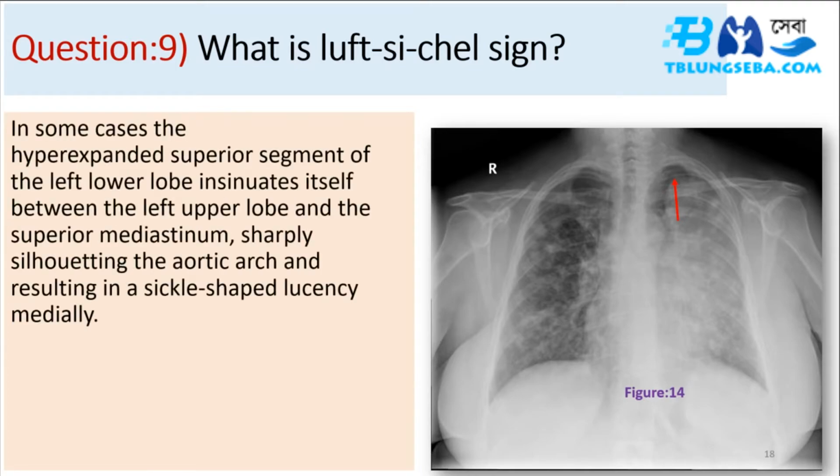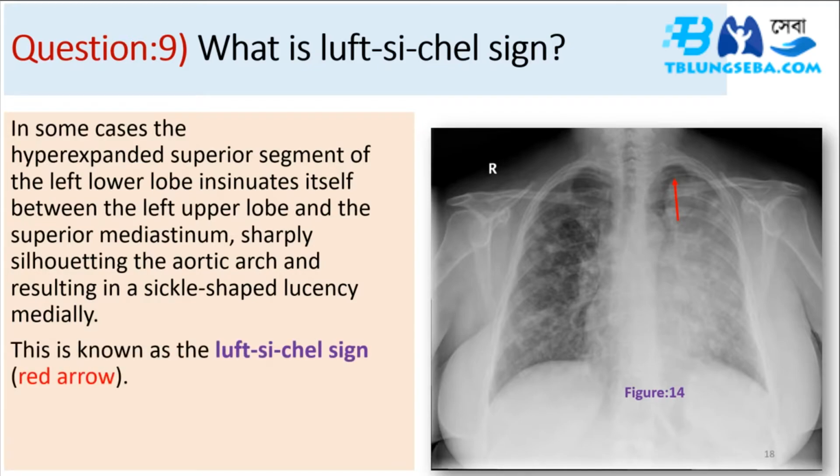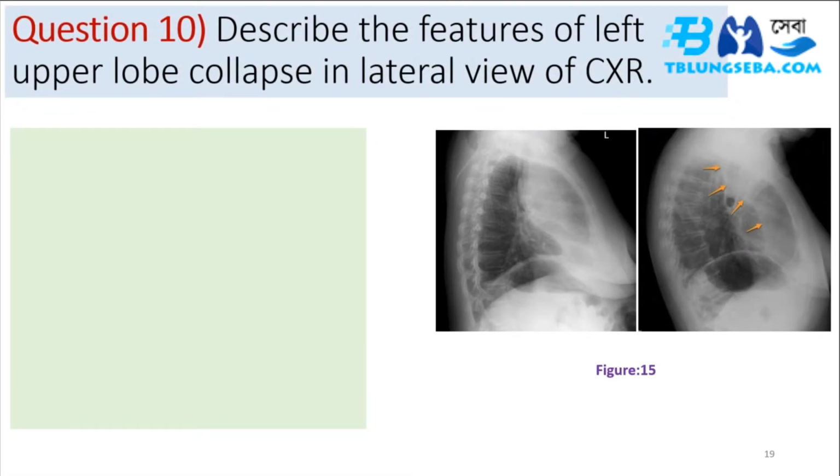Question 9. What is Luftsichel sign? In some cases the hyperexpanded superior segment of the left lower lobe insinuates itself between the left upper lobe and the superior mediastinum, sharply silhouetting the aortic arch and resulting in a sickle-shaped lucency medially. This is known as the Luftsichel sign, red arrow.